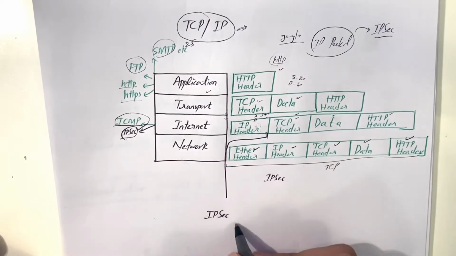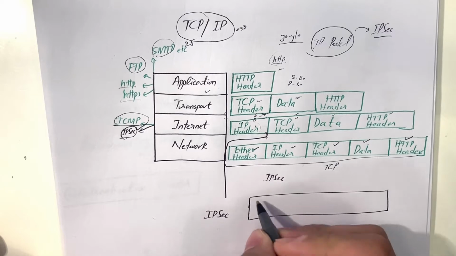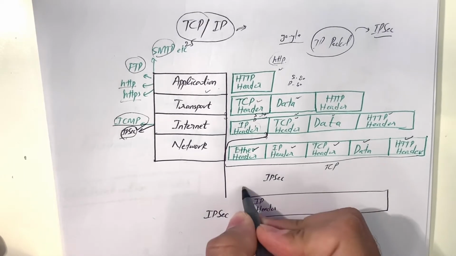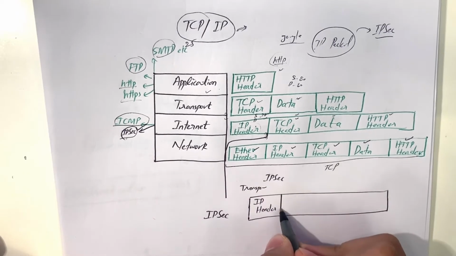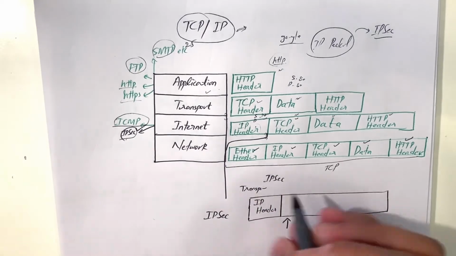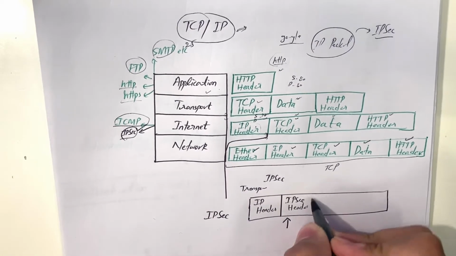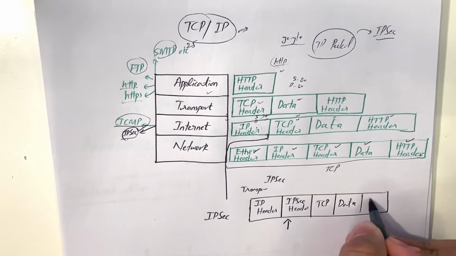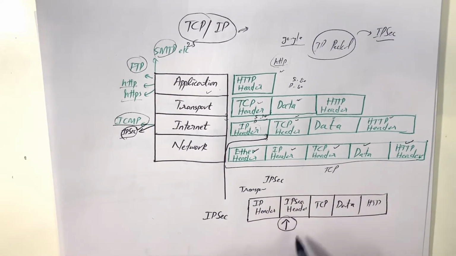So this packet, before getting to the network layer, will look like this. Everything else will be the same. If IPsec is implemented in the transport layer, where we inject the IPsec packet, the IPsec header will be added after the IP header. TCP data, or the payload, and the HTTP header will be here. So in transport mode, the IPsec header will be injected here after the IP header.